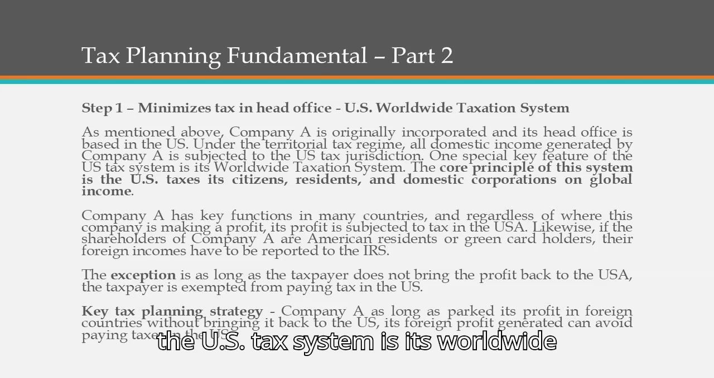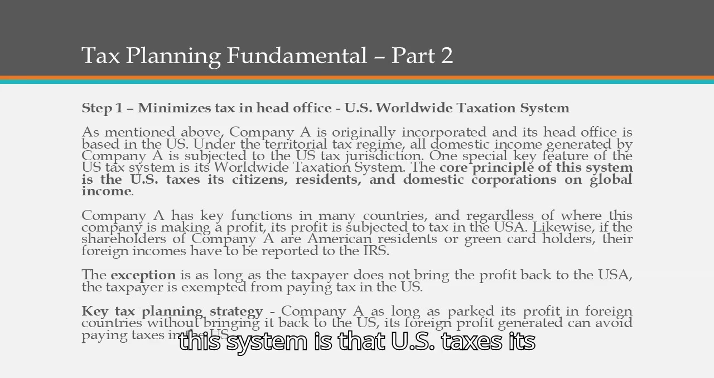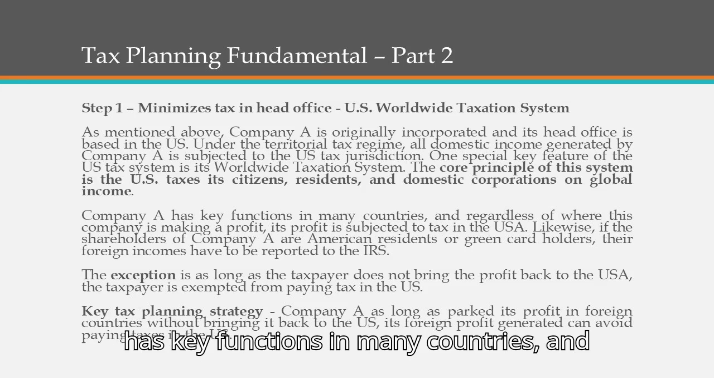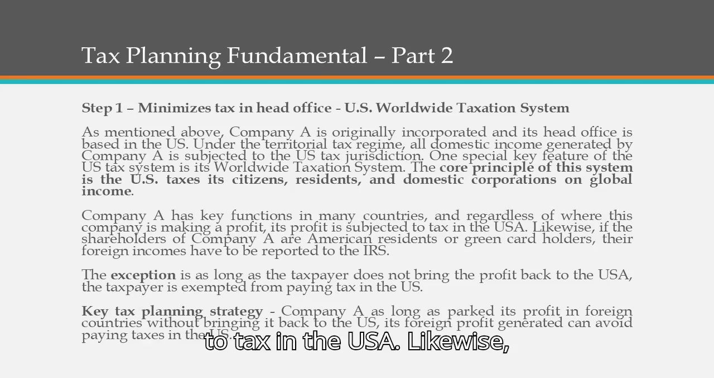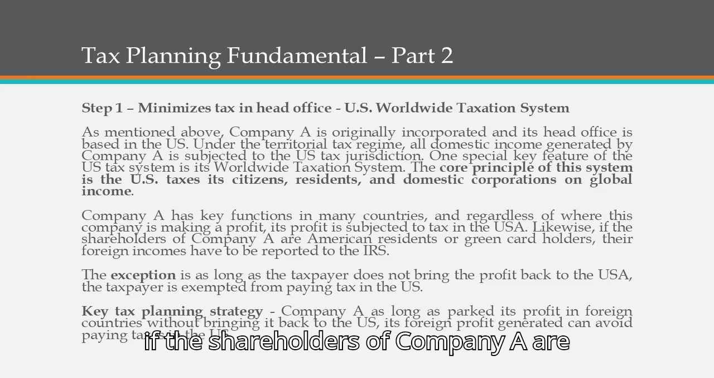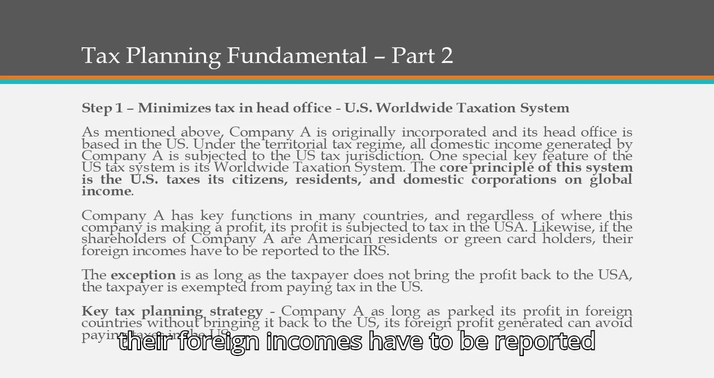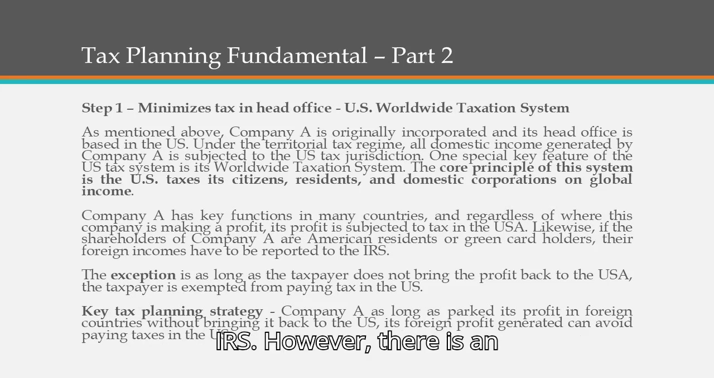One special key feature of the U.S. tax system is its worldwide taxation system. The core principle of this system is the U.S. taxes its citizens, residents, and domestic corporations on global income. Company A has key functions in many countries, and regardless of where this company is making a profit, its profit is subjected to tax in the USA. Likewise, if the shareholders of Company A are American residents or green card holders, their foreign incomes have to be reported to the tax office of the U.S., known as the IRS.